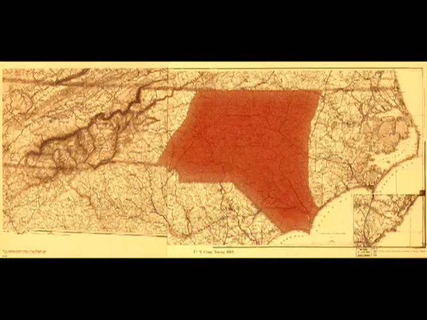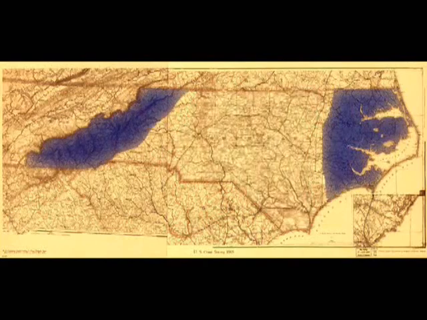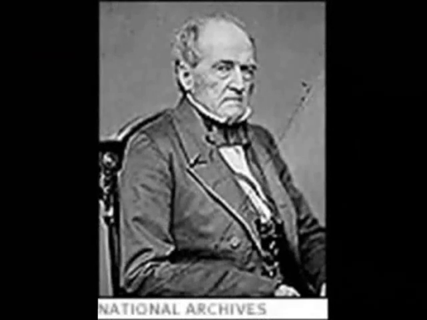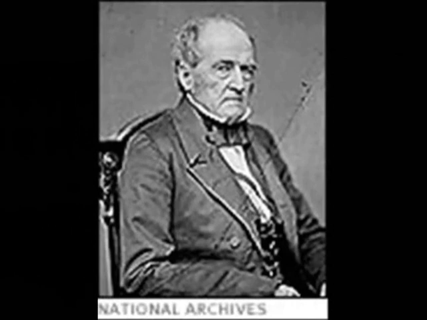Much of the eastern Piedmont and western coastal plain, where there were many plantations and slaves, were pro-secessionist. Others, such as those along the coast and in the mountains, where there were few slaves, were in favor of giving Lincoln a chance. During the 1860 election, most coastal North Carolina counties actually nominated John Bell, a strong Unionist, from the Constitutional Union Party.